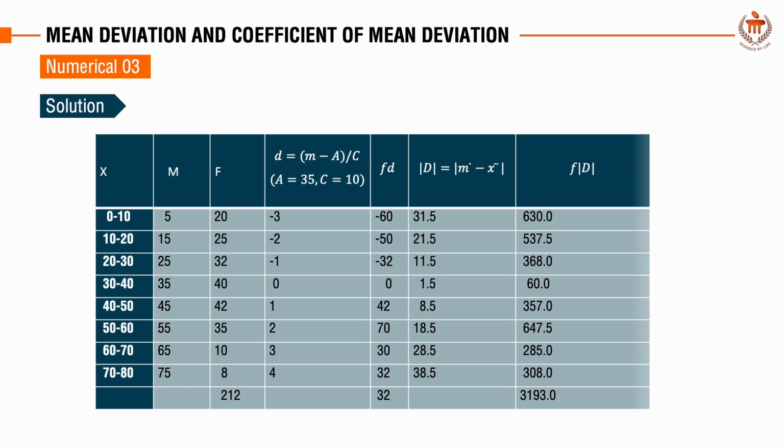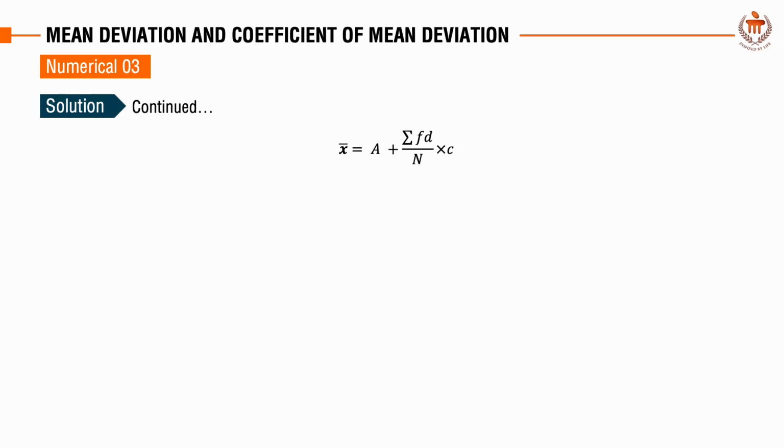Those d values, when I multiply with f, I get f into d, and the total sum of f into d is 32 here. So I get the sum of fd as 32, the arbitrary value I considered is 35, the total sum of frequency is 212, and the class width is 10. If I apply the formula, I get the mean as 36.5.